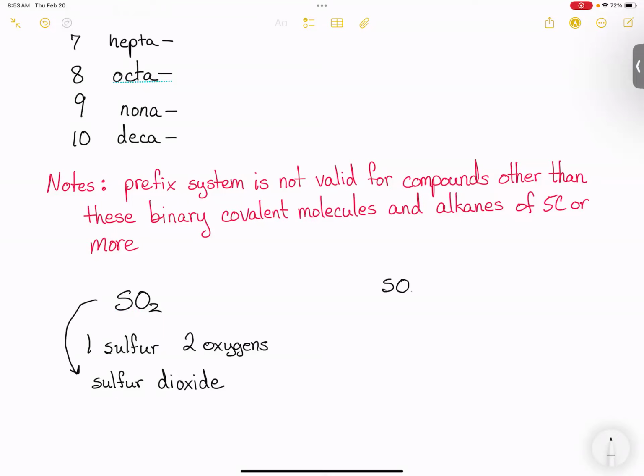SO3 has 1 sulfur and 3 oxygens. We're literally going to read it out. 1 sulfur is just sulfur. 3 oxygens, the prefix for 3 is tri. So that's trioxide. So this is sulfur trioxide.